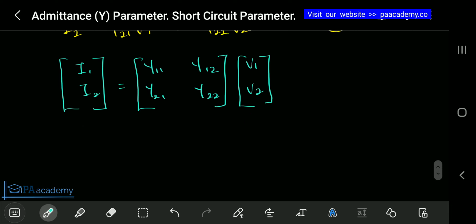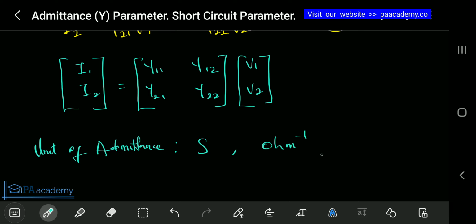Also, the units for the Y. Remember, Y is admittance. The units of admittance can either be Siemens, which is S, or you can just write per ohms, or you can use the inverted symbol of ohms, something like this. You can use any of these three for the unit of admittance.